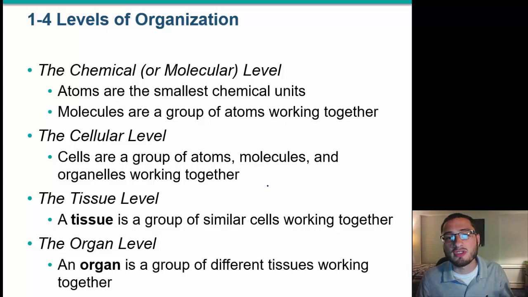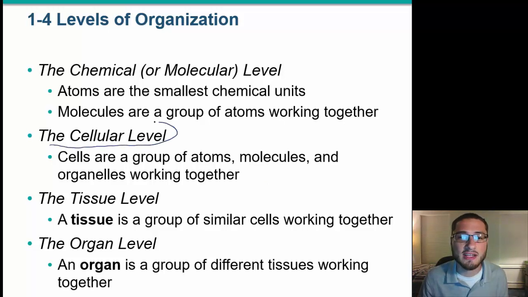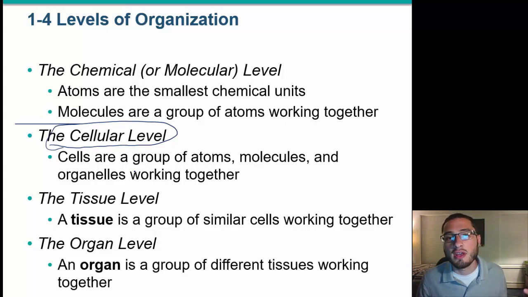You want to understand the different levels. The most important one to understand is the cellular level. Everything in the world is made up of molecules and atoms, and our body is too, but just because you're made up of molecules and atoms doesn't mean you're a living thing. Once you are made up of cells, you are considered living.